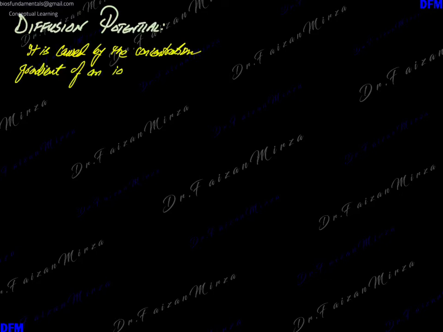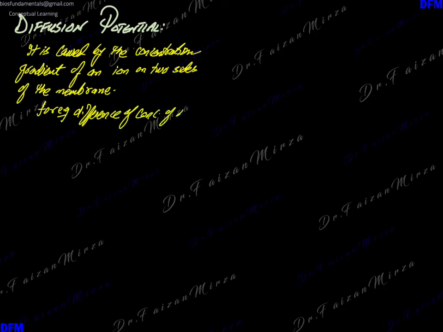What is diffusion potential? Diffusion potential is caused by the concentration gradient of an ion along two sides of the membrane. For example, the difference of concentration of sodium in ICF and ECF. This is the diffusion potential that we know, that sodium is bound to enter the cell.